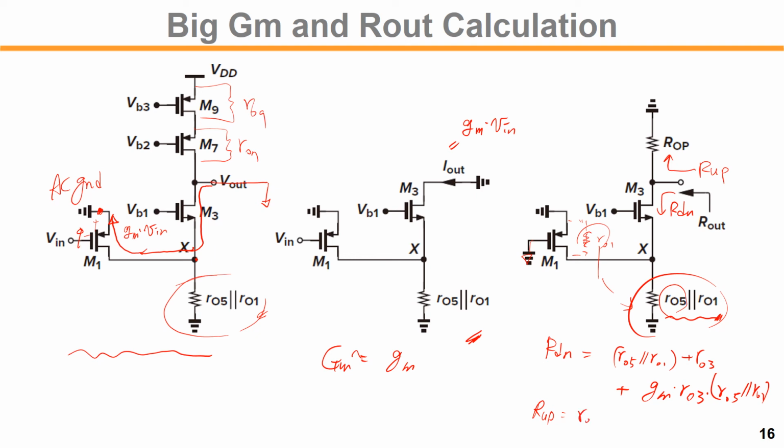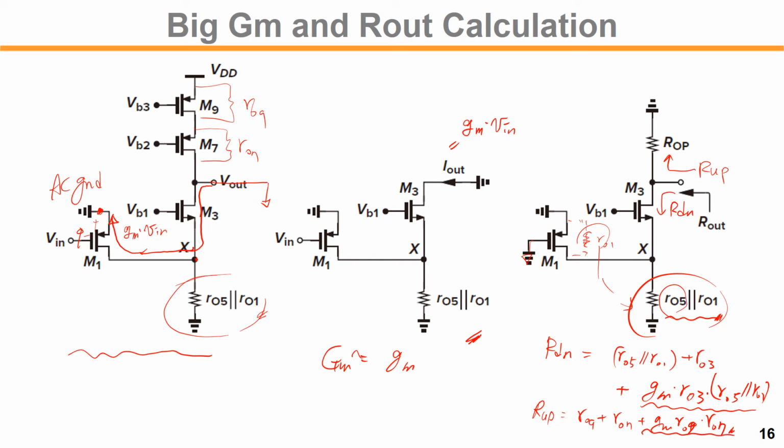So RO9 plus RO7 plus GM, ROP and RO9 and 7, RO9 and 7, something like that, right? So we will get this output impedance. So it becomes roughly the RO up and down are determined by those two factors.